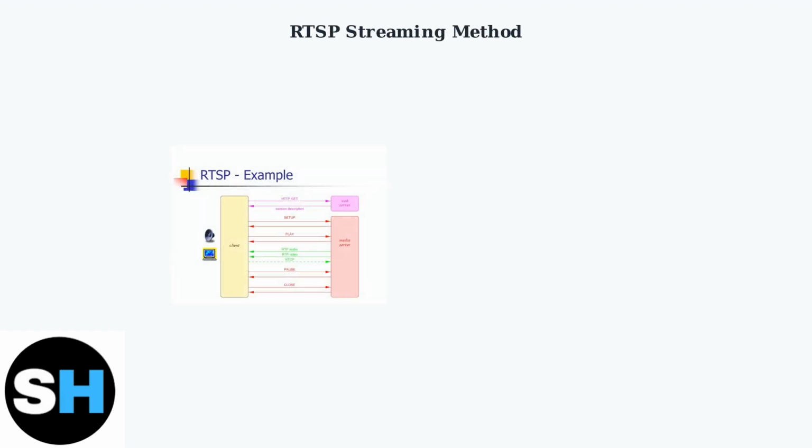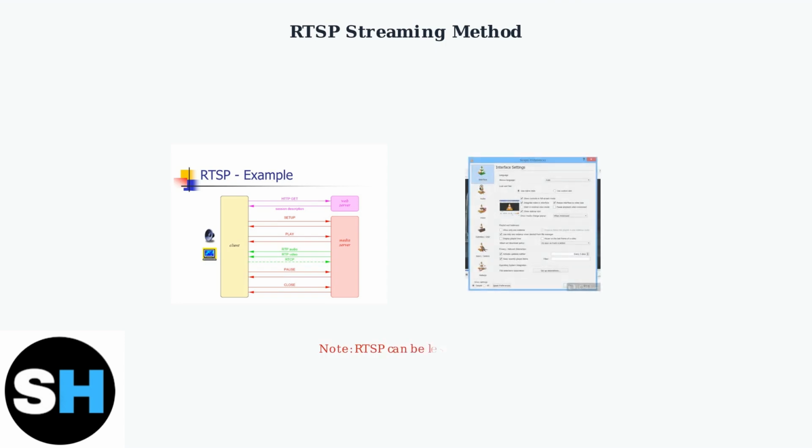RTSP, or Real-Time Streaming Protocol, offers another advanced connection method. This allows you to stream camera feeds directly to media players like VLC. You can use VLC Media Player or TinyCam Pro to connect via RTSP. However, this method can be less reliable than direct app connections and may experience timeout issues.